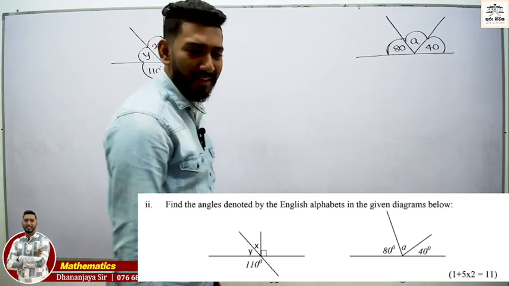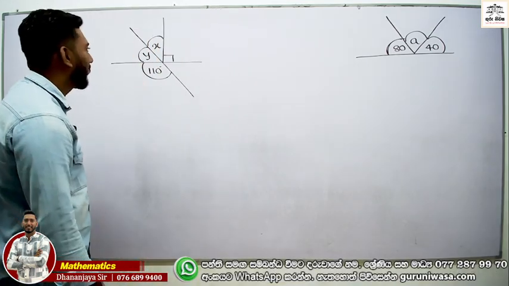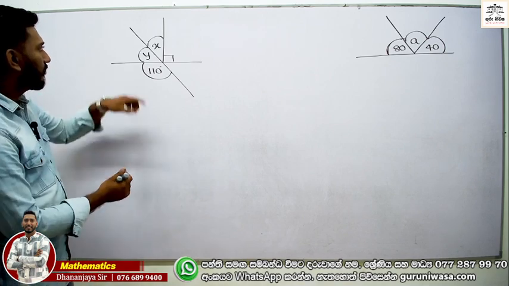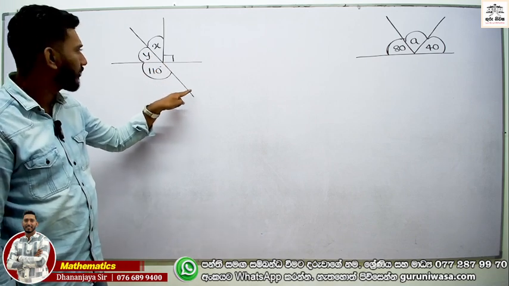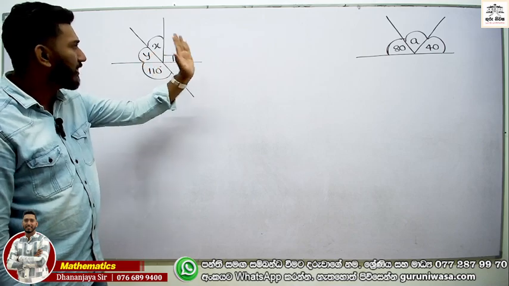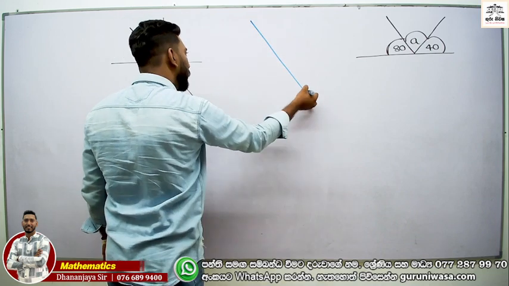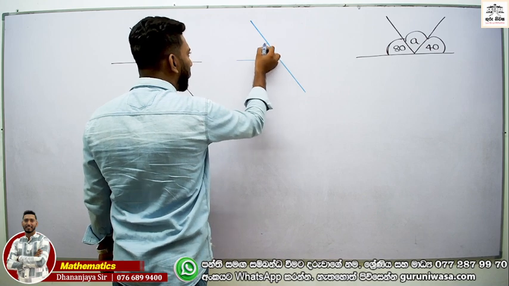Right. I'm going to discuss. Okay son, listen. This is easy. Look at this. Now you have to think, right? This one is a straight line. Understood? I'll draw it separately for a moment. Now listen. Now look at this. This is a straight line. Now this one becomes supplementary angles.